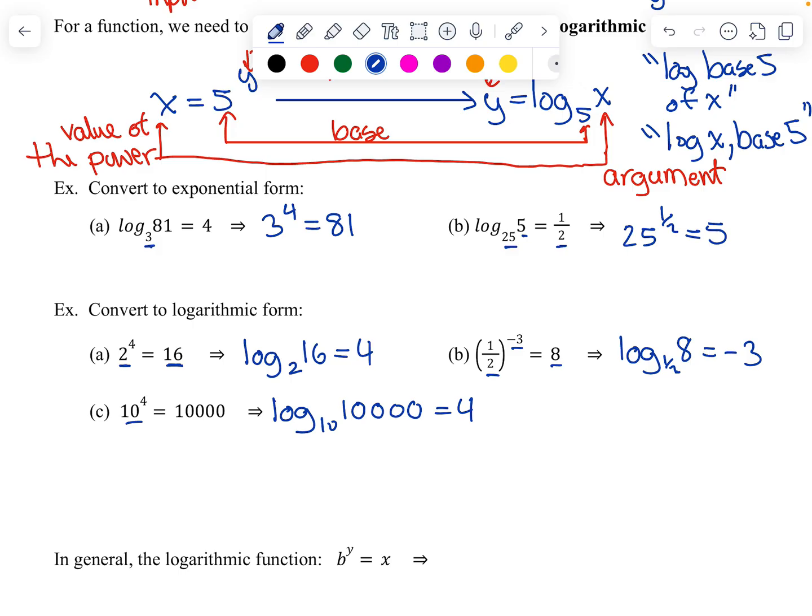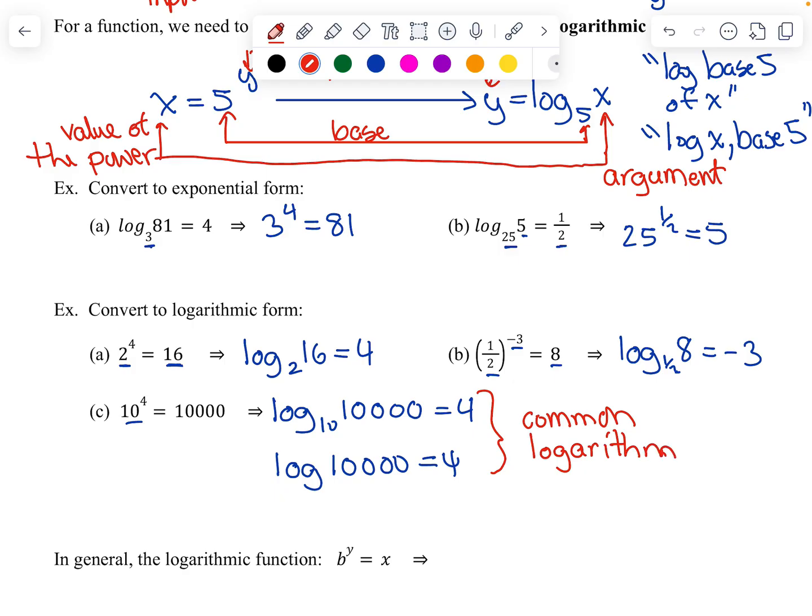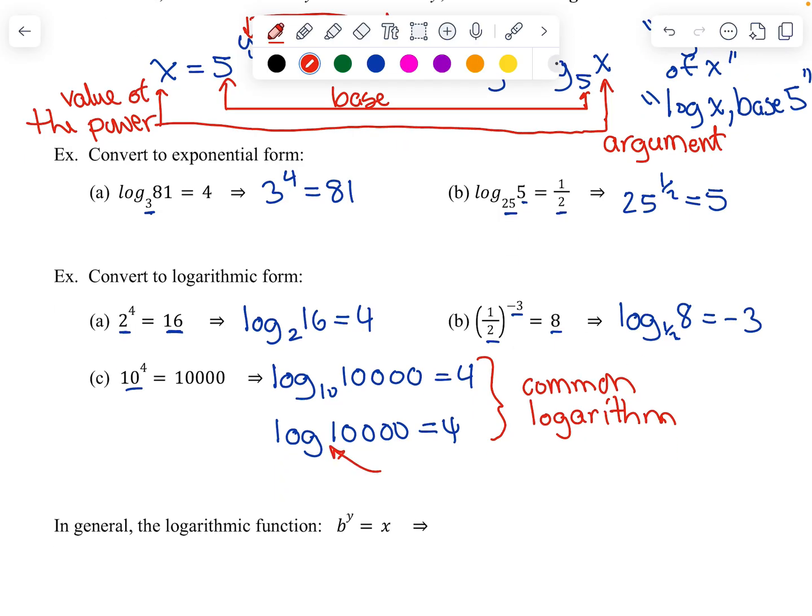Now, this is an interesting one because I can actually write this a different way as well. In this case, I can also say that this is log of 10,000 equals 4. If you go to your calculator, you'll see that sometimes your log button doesn't have a base written, and that's because we call this one the common logarithm. In the common logarithm, the base 10 is implied.